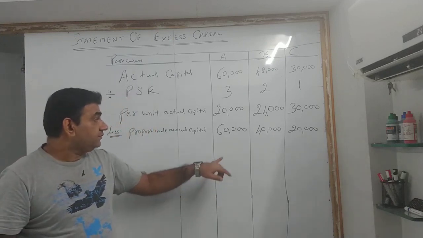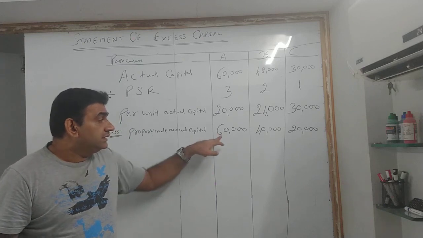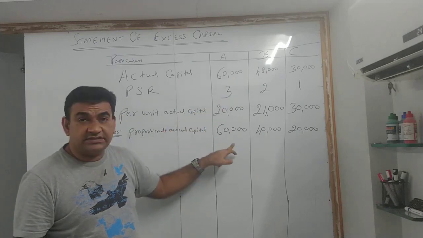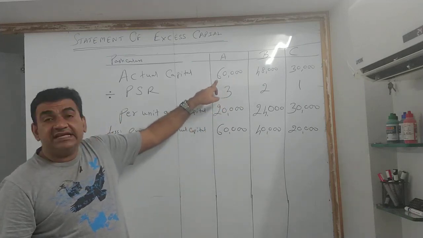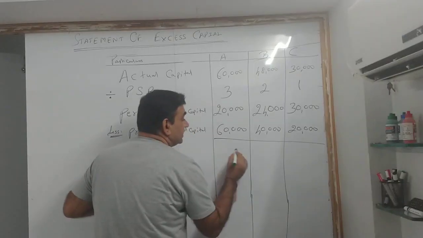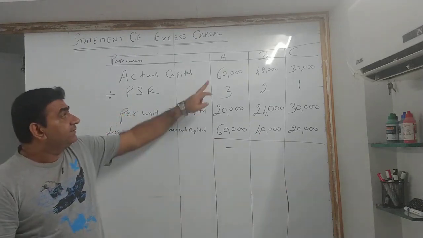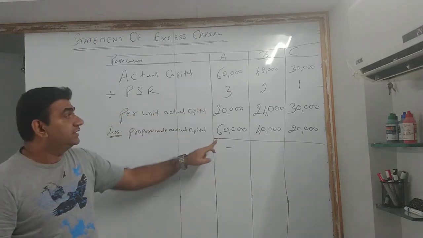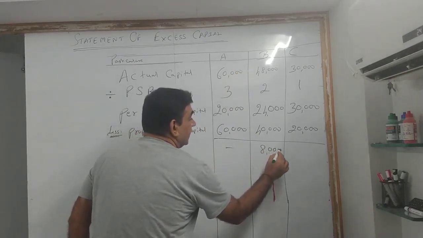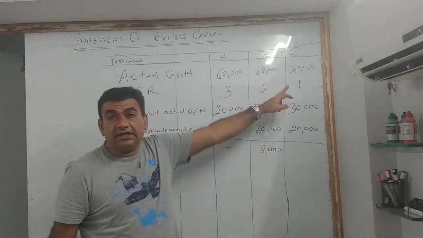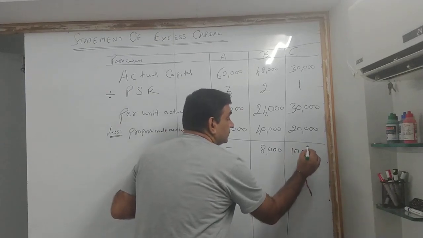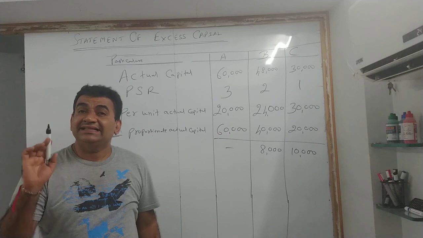Okay? Now, what you will do? These figures have to be deducted from the actual capital. So now see, 60, that's your actual capital, minus 60. How much do you get? Nil, 0. Getting it now? Actual capital less proportionate: 48 minus 40. How much? 8,000. And 30 minus 20, that is 10,000.